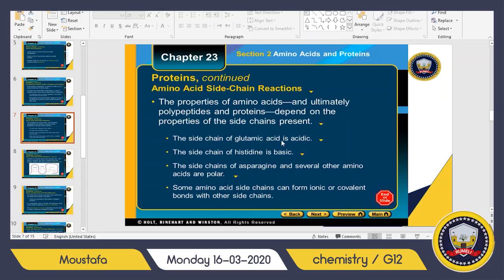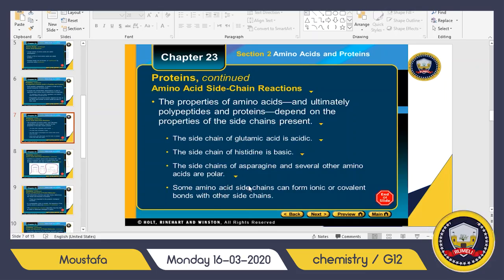Like glutamic acid, it is an acid. Why? Because it has more than one carboxylic group, which is acidic in nature. The side chain of histidine is basic. Why? Because it contains amino groups. The side chain of asparagine and several other amino acids are polar. Why? Because they form many hydrogen bonds.